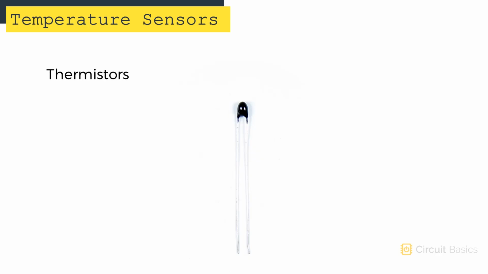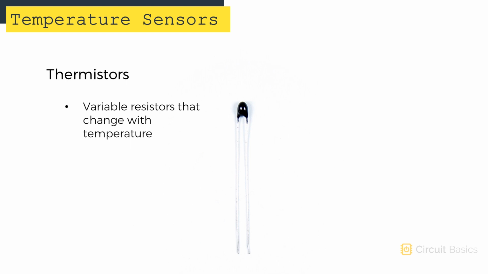This is what a thermistor looks like. It's pretty small, and it kind of looks like a tantalum capacitor. There are two leads, but thermistors are non-polarized, so there isn't a positive or negative lead. They can be connected either way around.